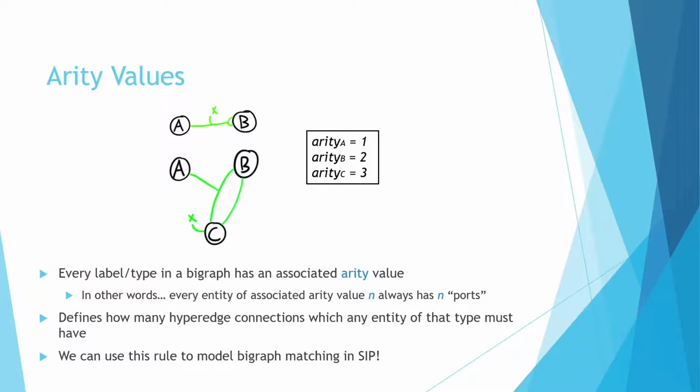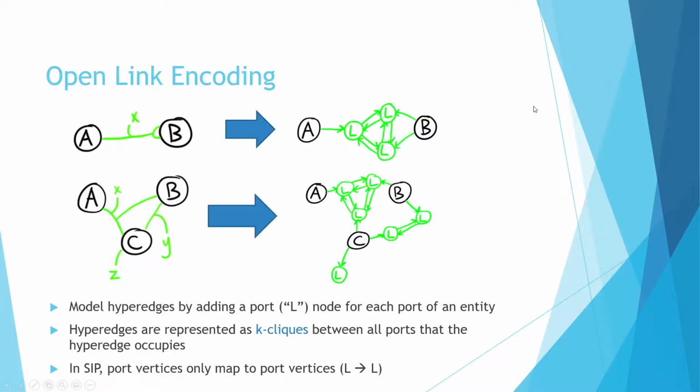And we can use this restriction on the hyperedges in order to find a valid encoding to model this behavior. We begin with the open links as they are less constrained. We model the open links by, for every port that an entity has, injecting an additional port node for each port of an entity. For example, for any A node, we will give it 1 L node as a child. For the B nodes, we add 2 L nodes as children. So that's how we model the ports.